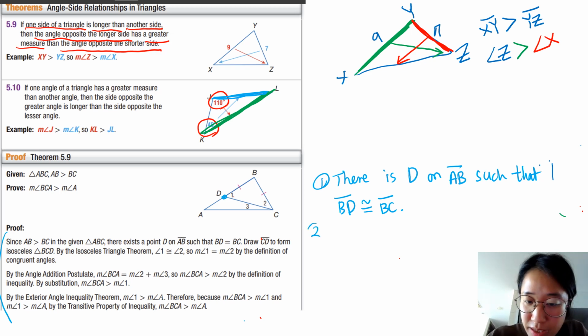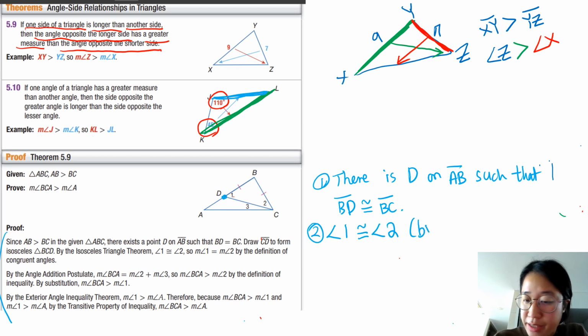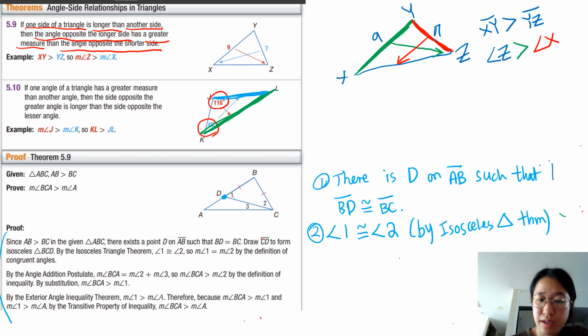Okay. Number 2. So what do we know about the triangle DBC? Oh, it's an isosceles triangle. So we can say angle 1 is congruent to angle 2. Why? Because it is an isosceles triangle. So by isosceles triangle theorem. Okay. All right.